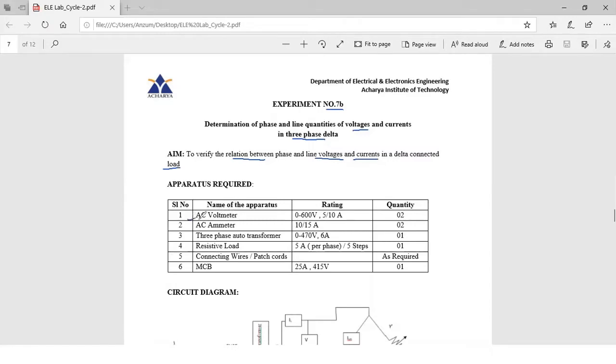So AC voltmeter, AC ammeters, then a three-phase auto transformer to regulate the voltage from 0 to 400 volts, resistive load, connecting wires and the MCB. Now let's see the connection diagram.